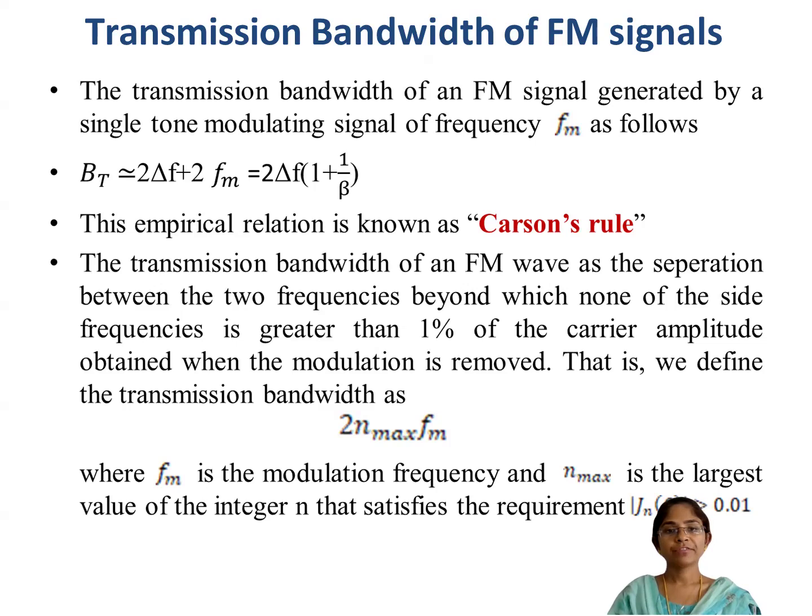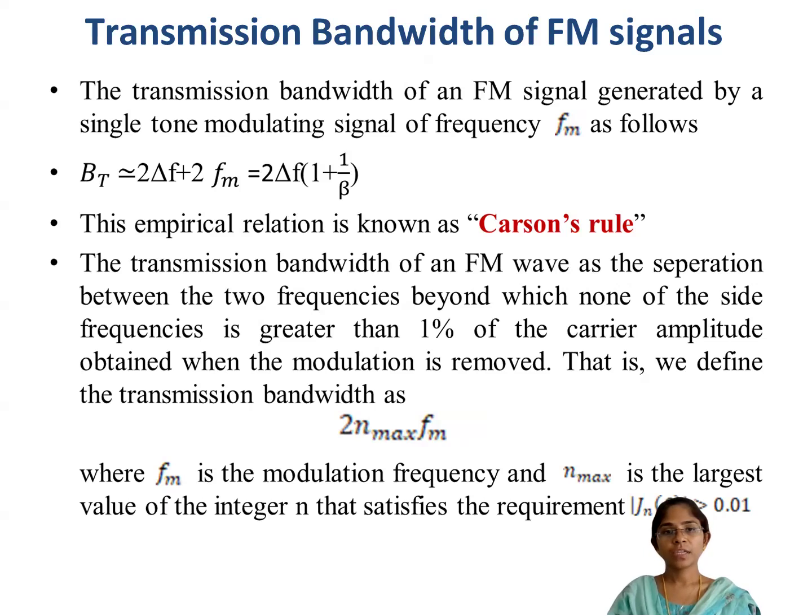This 2 FM is the narrowband FM bandwidth, and the wideband FM bandwidth is 2 into delta F. Together we can write it, by taking delta F common, as 2 into delta F into 1 plus Fm by delta F. We know beta is delta F by Fm. So this is the bandwidth of the FM signal, also known as Carson's rule.